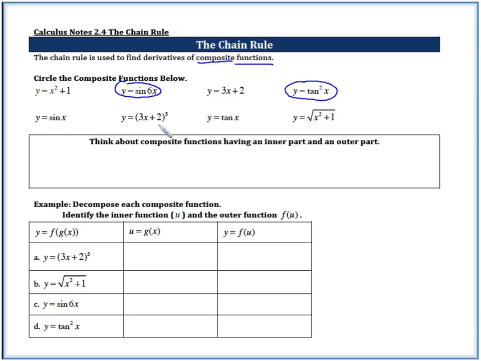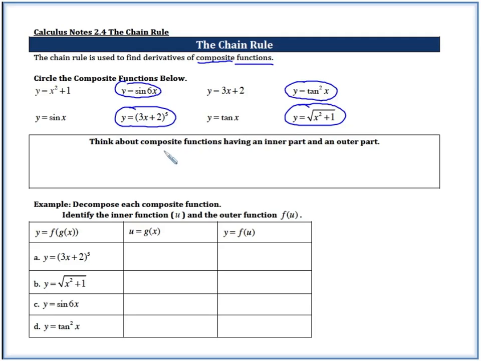How about this one? So we have 3x plus 2, that could be considered one function, and then that to the fifth power would be the other function. So that is composite. Tangent x, that's not composite. Here, x squared plus 1, and then the square root of that. So this is actually two functions. And we have a composite right there.